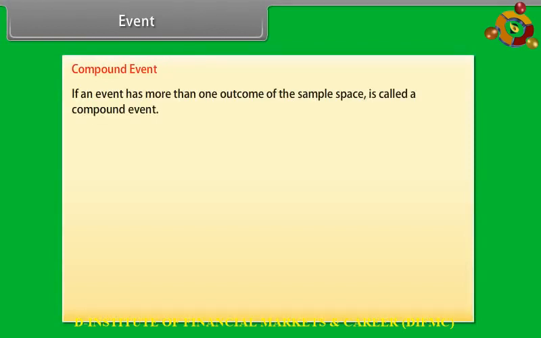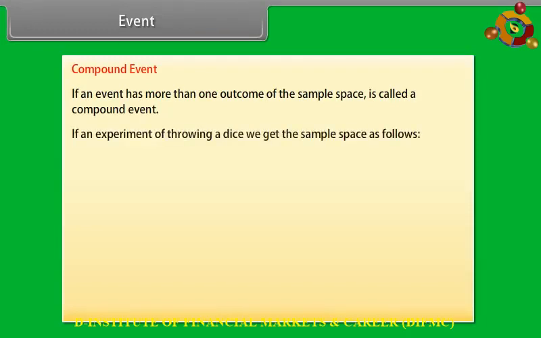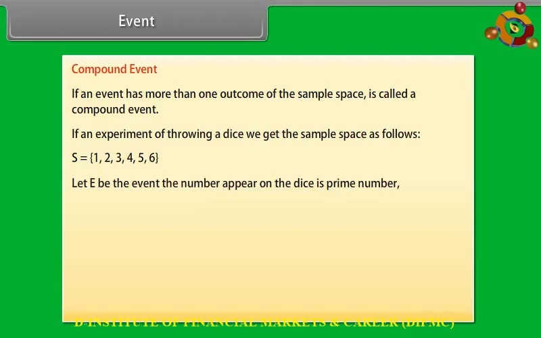Compound event. If an event has more than one outcome of the sample space, it is called a compound event. To understand it, let's take an example. In an experiment of throwing a dice, we get the sample space S is equal to {1, 2, 3, 4, 5, 6}. Let E be the event the number appearing on the dice is a prime number. Thus, the event E is equal to {2, 3, 5}. It is a compound event.